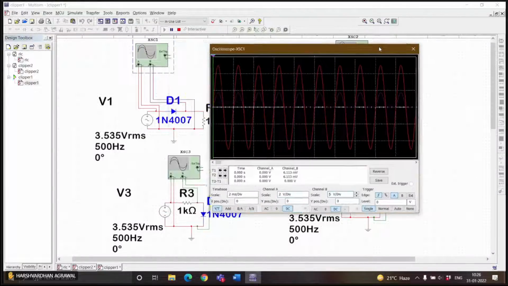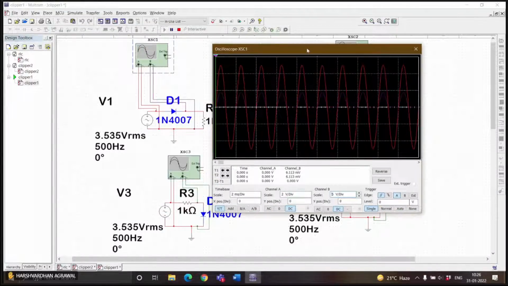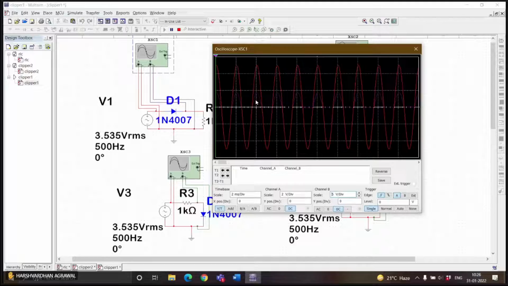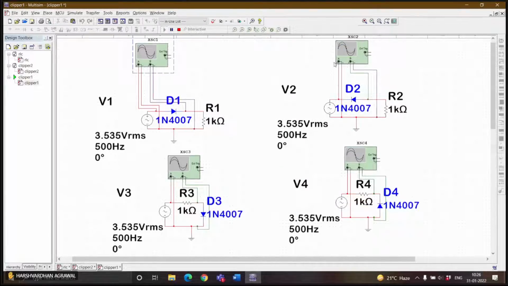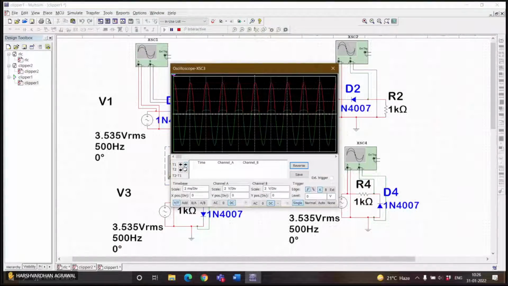So first I'm showing a negative series clipper with zero reference, and this is the circuit. For this, I'm getting this output. This blue one is my output and red is my input. And this is the transfer characteristics. Okay, fine. Now this one is a positive clipper with zero reference. This is the transfer characteristics.